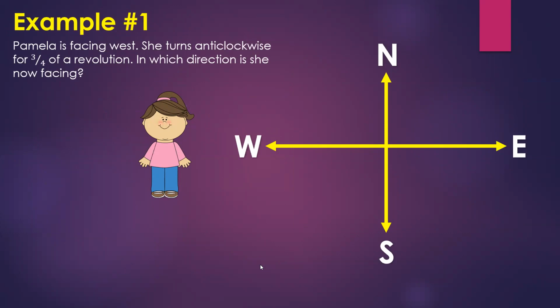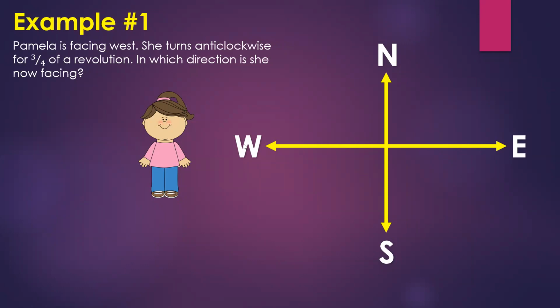Palmer is facing west. She turns anti-clockwise for 3/4 of a revolution. In which direction is she now facing? Okay, read it again. Palmer is facing west. She turns anti-clockwise for 3/4 of a revolution. In which direction is she facing? Okay, good. Put your answer inside the chat. If you think it's north, put N. If you think it's east, put E. If you think it's south, put S. If you think it's west, put W.